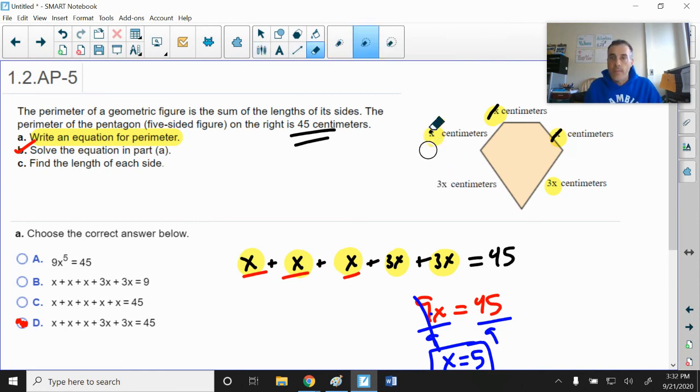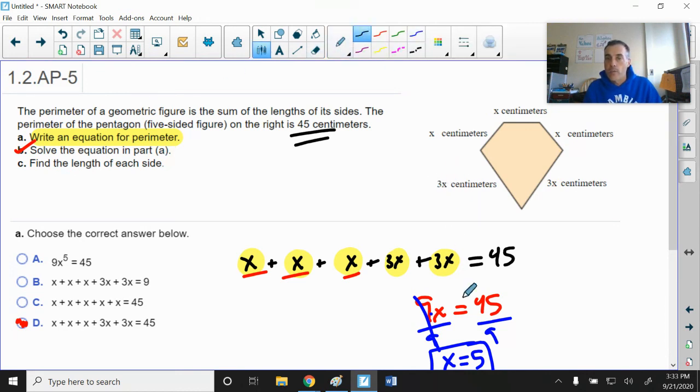And for my last step, I'm going to go ahead and find the lengths of each side. So 3x would be 3 times 5. That's 15 centimeters. X is 5, and 3x is 15 again.